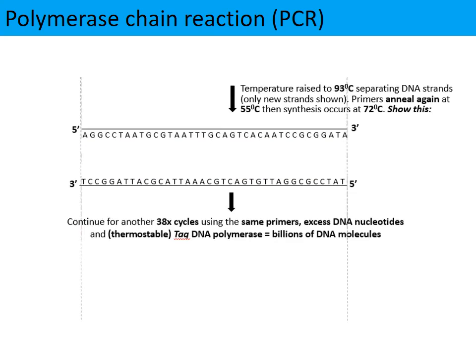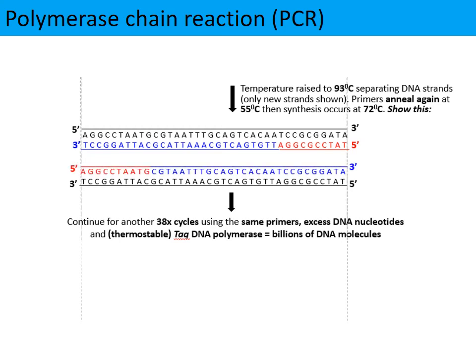We separate the double-stranded DNA at 95 degrees C. We drop the temperature to 55, which anneals the primers. We then synthesize and elongate at 72 degrees C. And we can now see, in this third cycle, that we have double-stranded DNA of a specific length and a specific sequence. Here we have two DNA molecules, both the same length, both the same sequence.